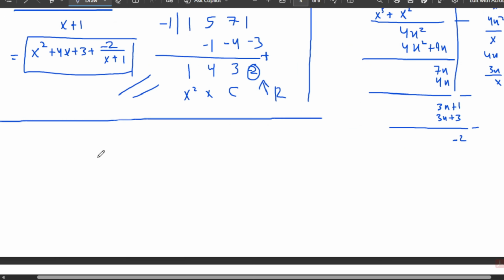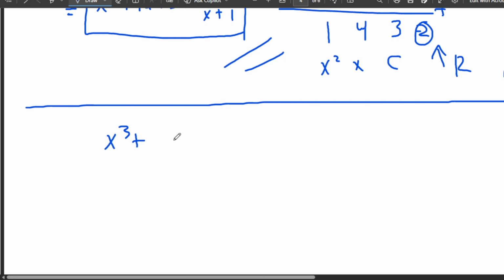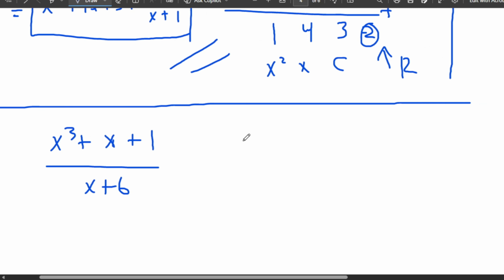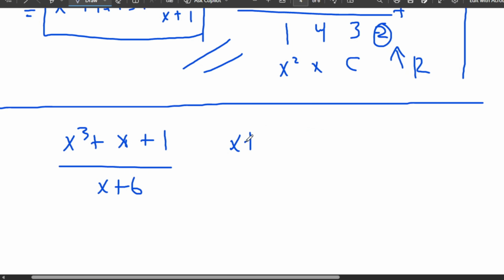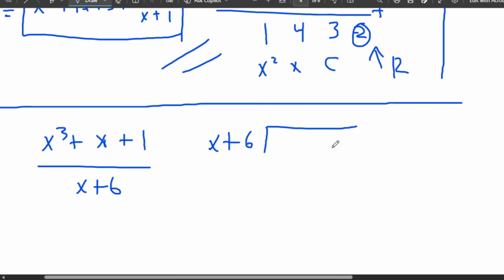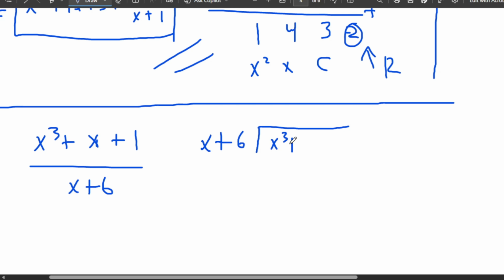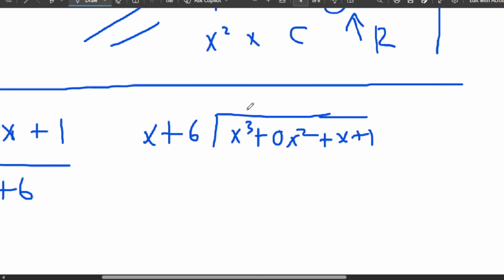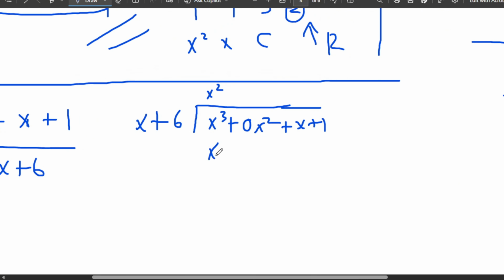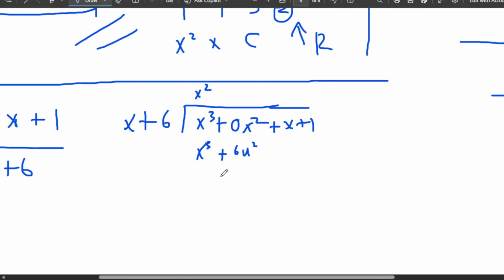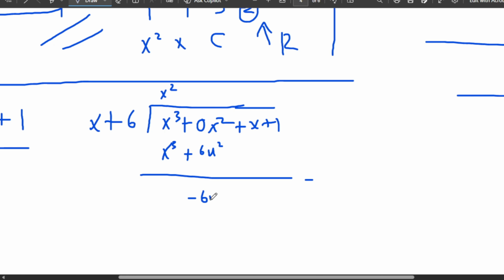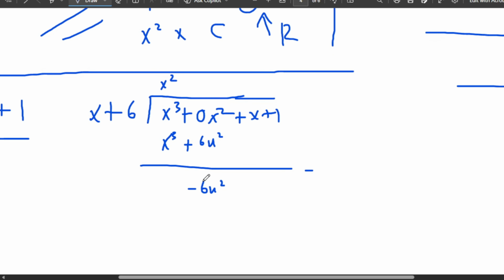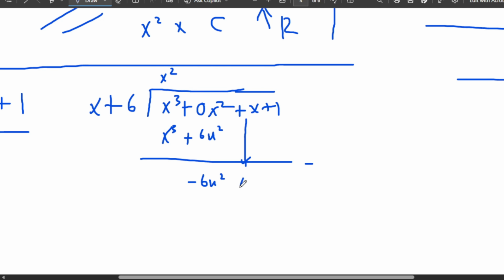So what if we just have x cubed plus x plus 1 over x plus 6? We don't have the x squared here. So what we do, again, we have x plus 6, right? Let's do it the long division way first. And then we have x cubed plus 0 times x squared, plus x and plus 1. We divide, we have x squared, so x cubed plus 6x squared, we subtract them, we have minus 6x squared.